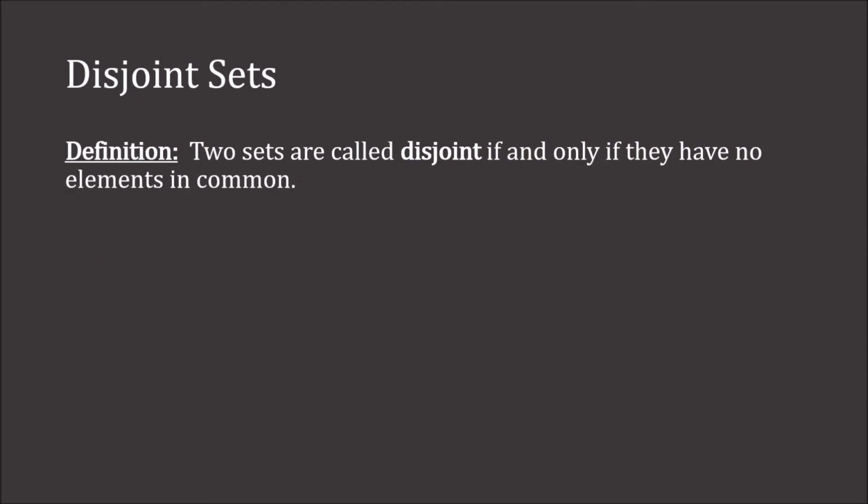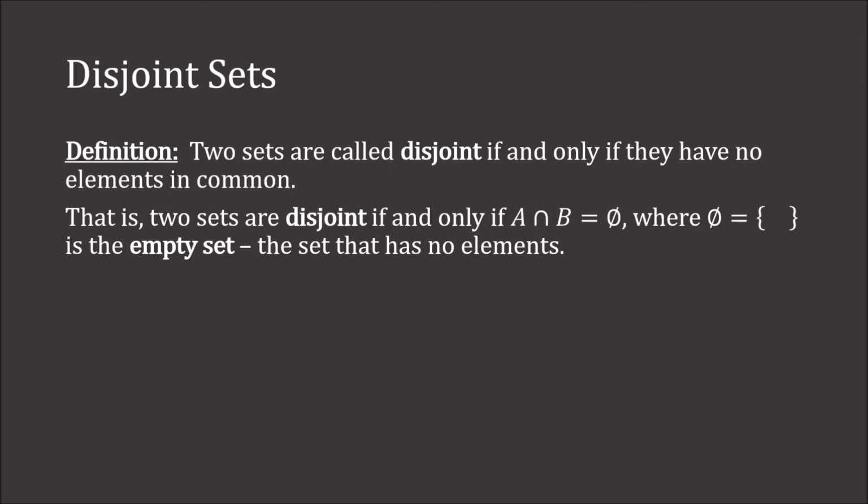So we say that sets are disjoint if and only if they have no elements in common. That is, two sets are disjoint if and only if A intersect B is the empty set. So this represents the empty set. You can also represent it simply with an empty pair of braces. And the empty set is the set that has no elements, obviously.